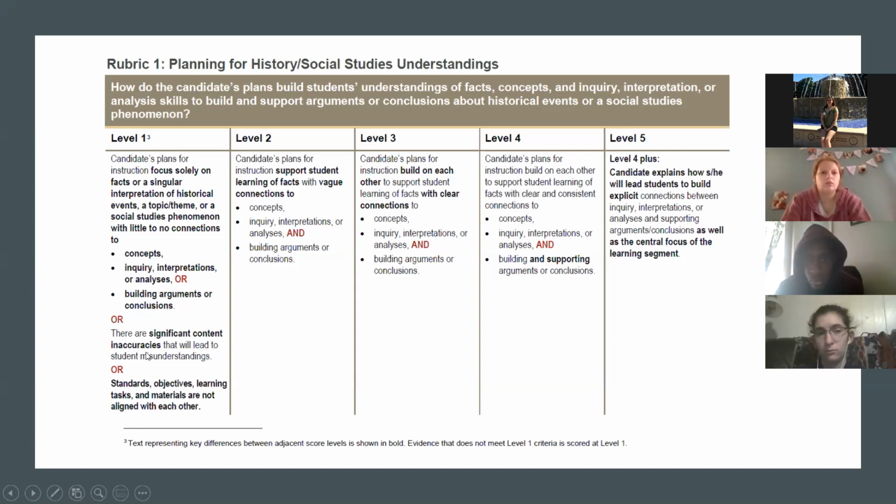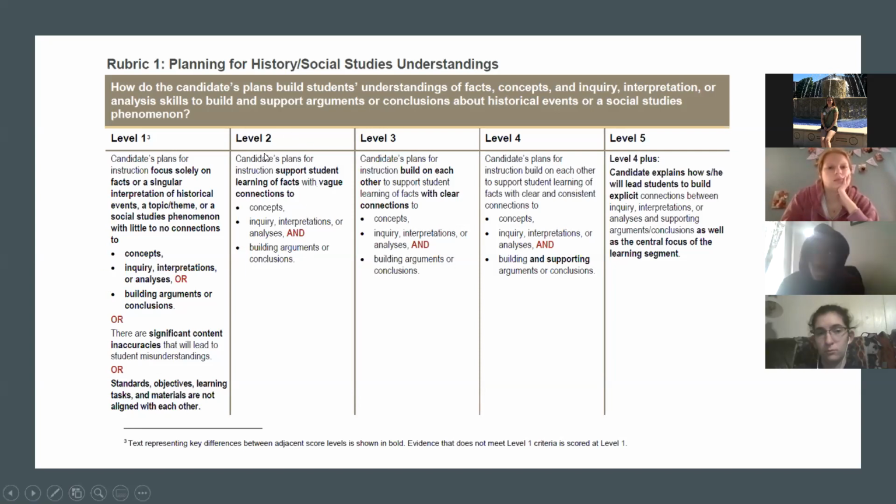Other things that give you a level 1: if there are content inaccuracies, right? If you lead people down a particular road and you don't offer any other significant content that is accurate, so you say things that aren't true, that's a bad idea. And alignment. That's something we spent a lot of time on in class. What are your learning objectives? How are you assessing it? What are you doing in your class? Each of those things has to happen, right? And they have to be about the same thing.